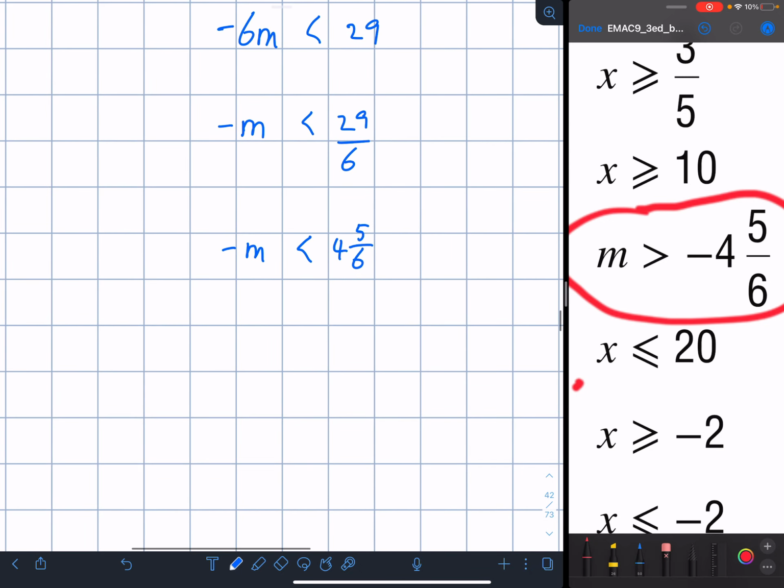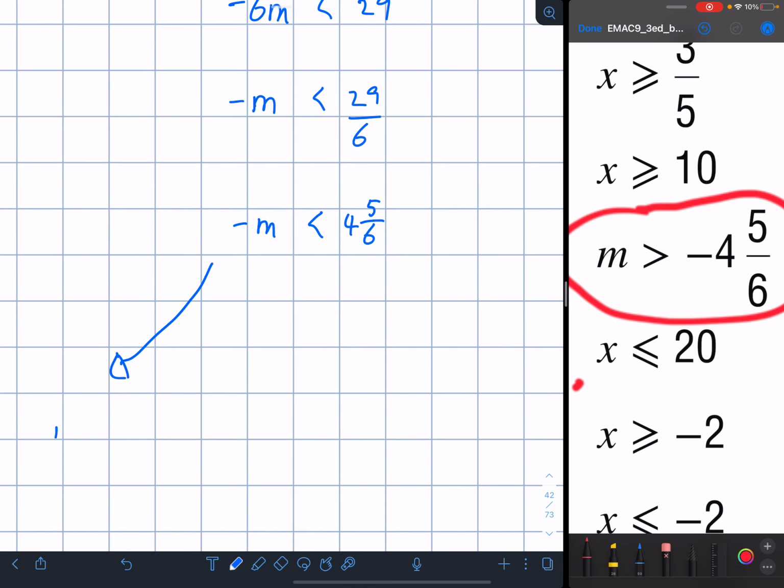Again, if you want to do the simple way, let's go to the left here. We're just going to change the signs. So it will be m is greater than negative 4 and 5/6. That's the cheat way of doing it.